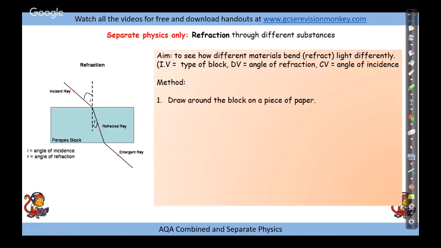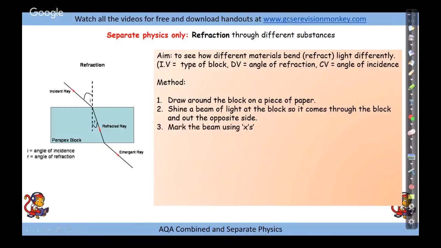Okay, so our method, we're going to draw around the block on a piece of paper. Put your glass block on a piece of paper, draw around it. Shine a beam of light at the block so it comes through the block and out the opposite side. We don't want it bouncing off of the corners and scattering all over the place. We want it to come through the block nice and clearly.